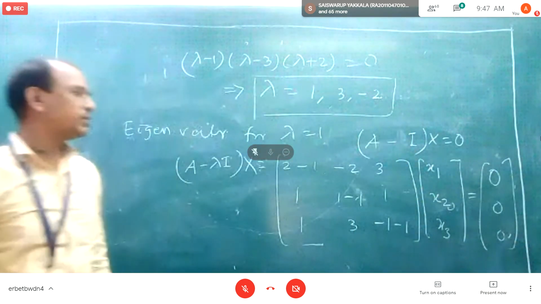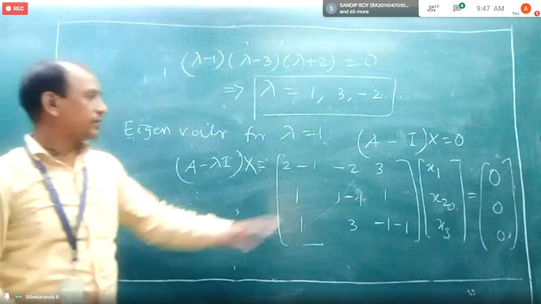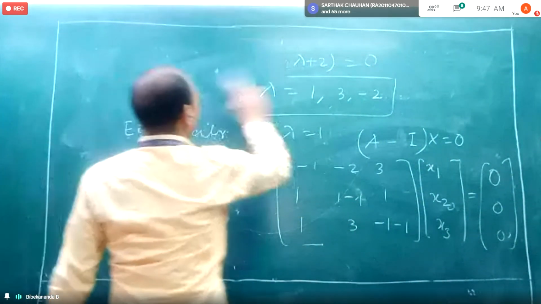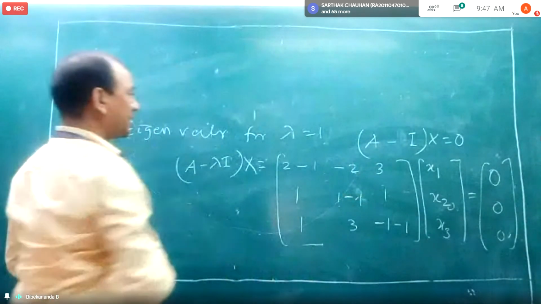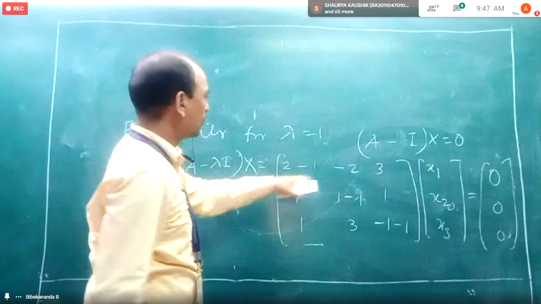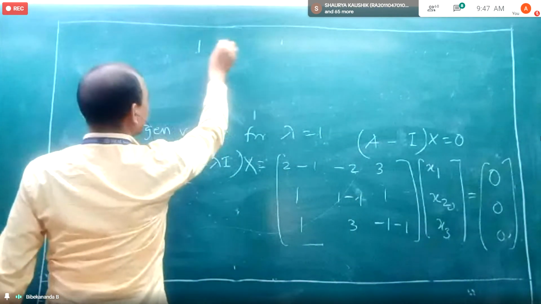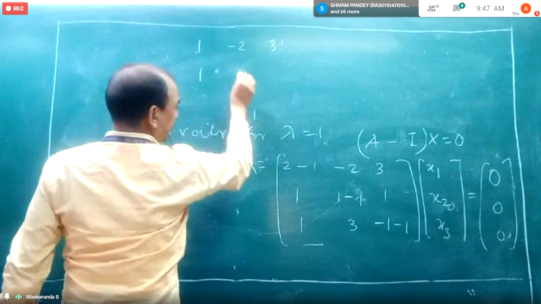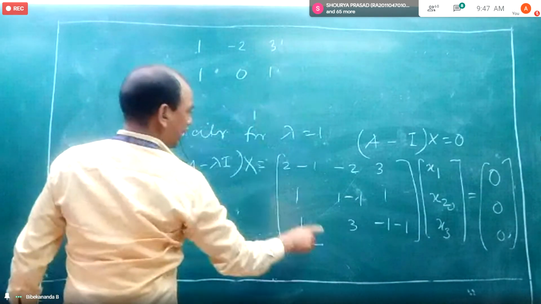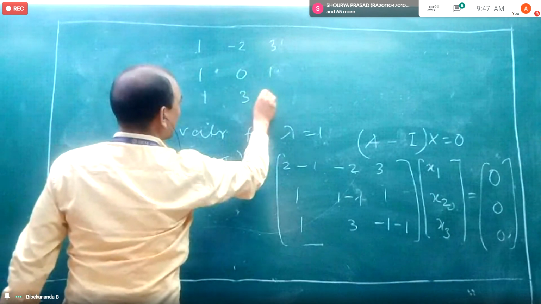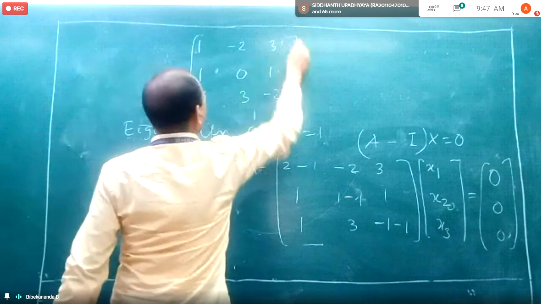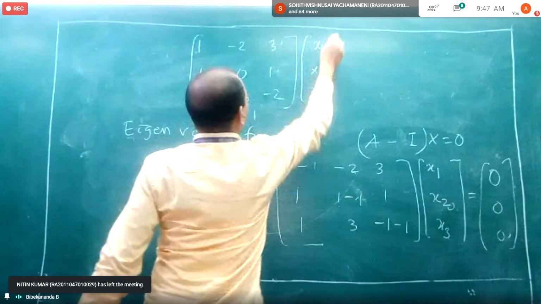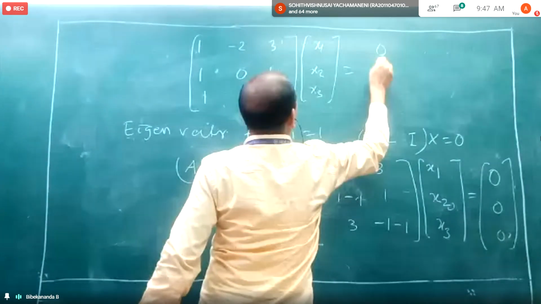That is equal to 0, 0, 0. Okay, so this is the system of equation. This system of equation will give you like this: 2, minus 1, 1. Second, I am writing that one. 1, minus 2, 3, 1, 0, 1, and this one is 1, 3, minus 2, all into x1, x2, x3, and that is equal to 0, 0, 0.